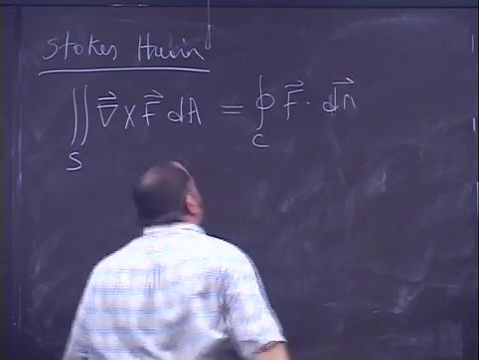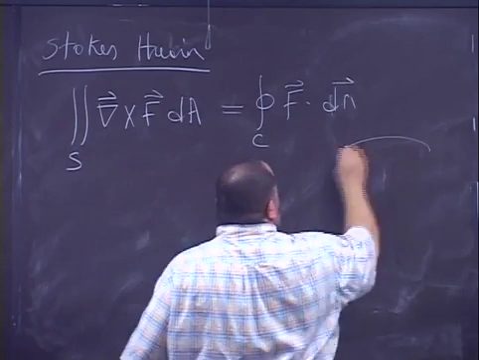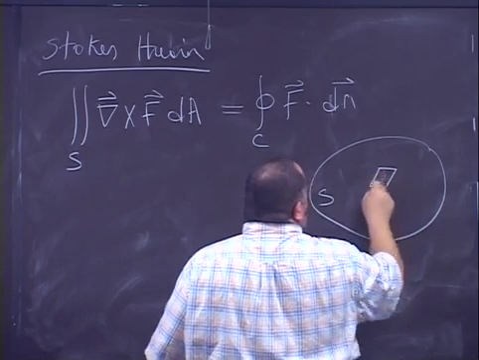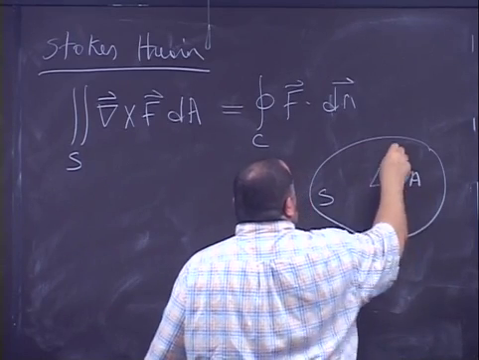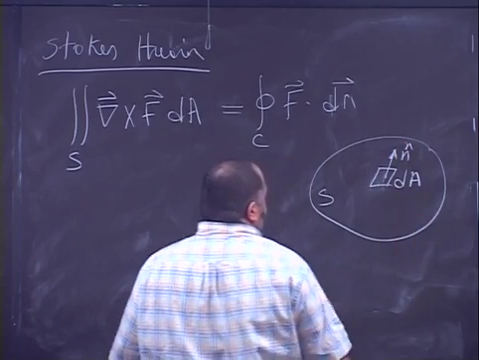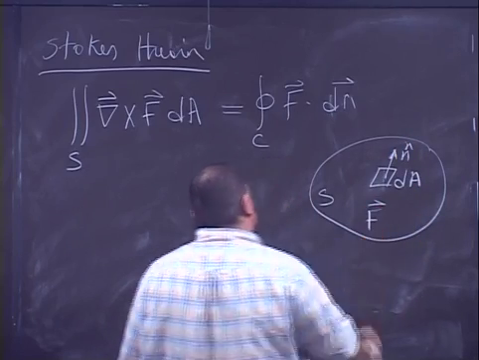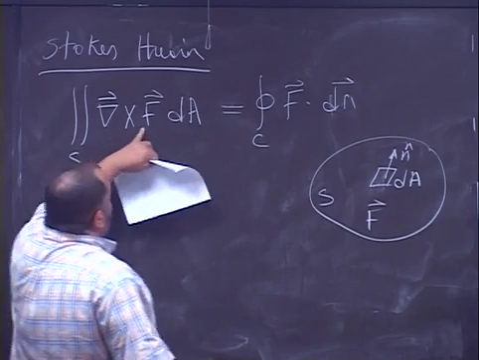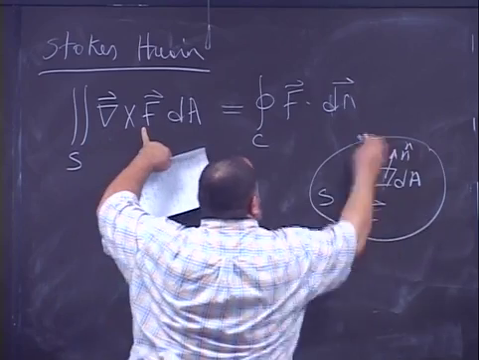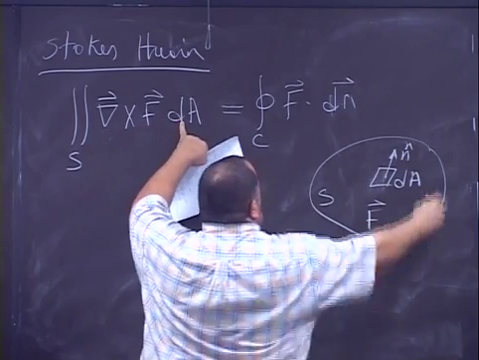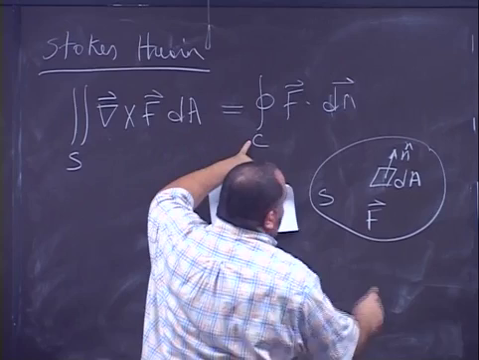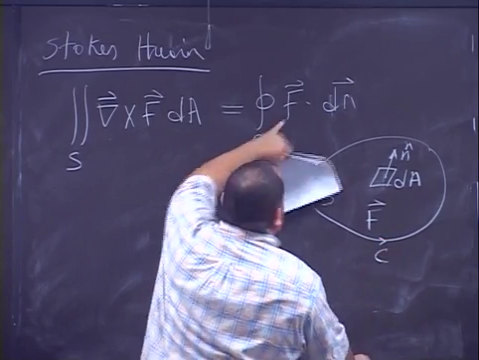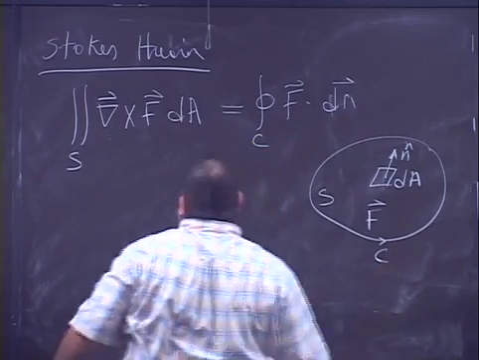F dot dr. So if you have a surface like this, and this is the surface, and then you have an area here dA, and this is the normal to this area, and you have a function f evaluated now, you get the curl of this function, integrate over the area dA over this surface S. It is equivalent to integrating over a contour C for this function f dot dr here.